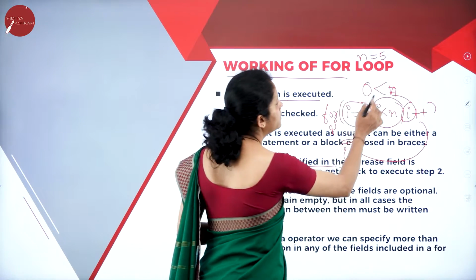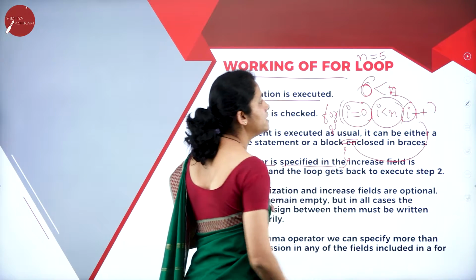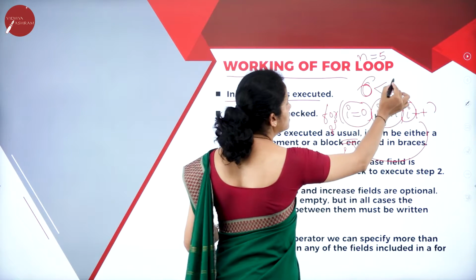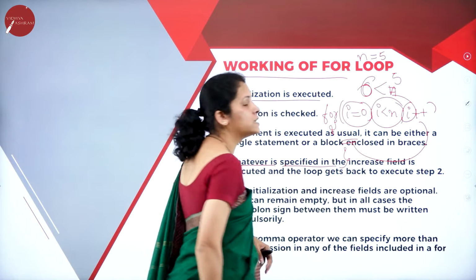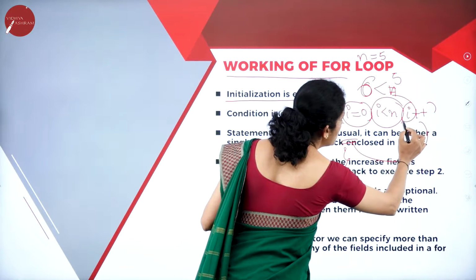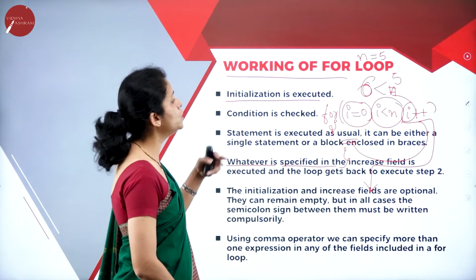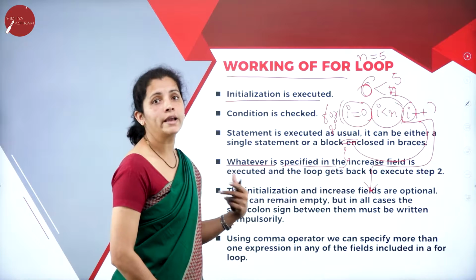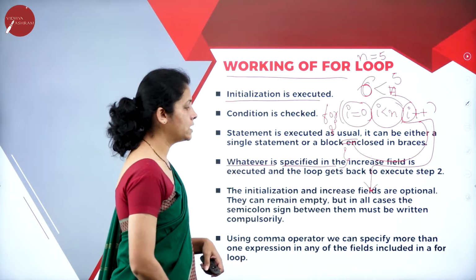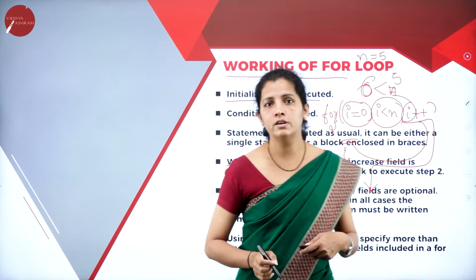Now think that if the condition fails, for example, now i is 6. 6 < 5 is false. So what's going to happen? The control comes out from this for loop. That means it's going to execute the next statement. This is the way the for loop is going to work.